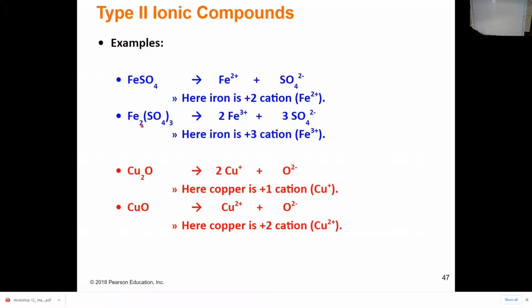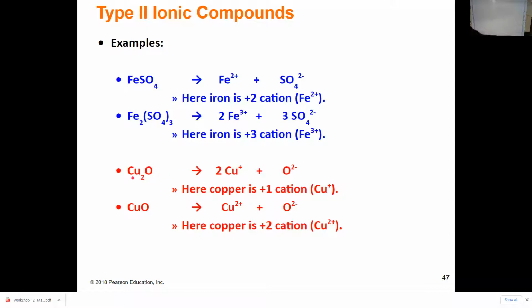If you have Fe2(SO4)3, you know you must have the iron 3+ ion because you needed only 2 irons to balance out 3 sulfate ions. And you can look at the copper and the oxygen down here to come to the same conclusion.